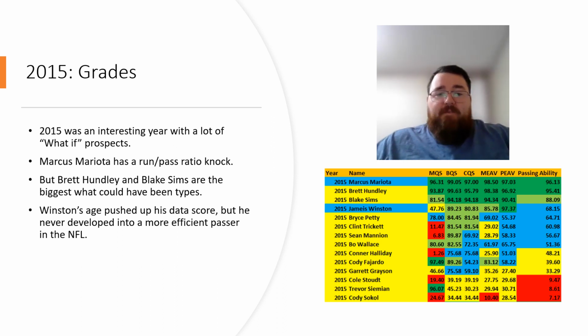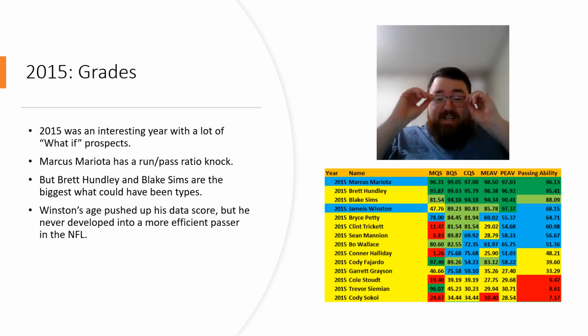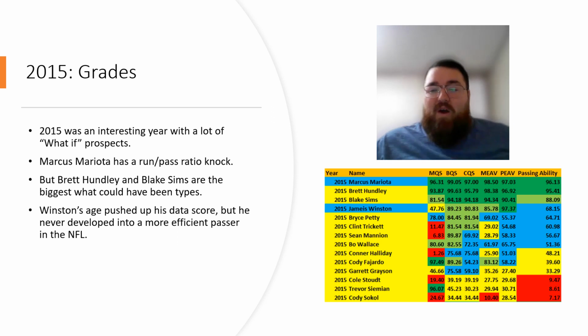Moving on to 2015, this class was an interesting year with a lot of what-if prospects to me. Marcus Mariota has a run/pass ratio knock. Brett Hundley and Blake Sims are the biggest what-could-have-been types who also had run-to-pass ratio knocks, and then Winston's age pushed up his data score, but he never developed into a more efficient passer in the NFL.